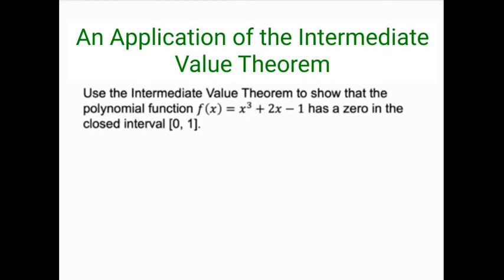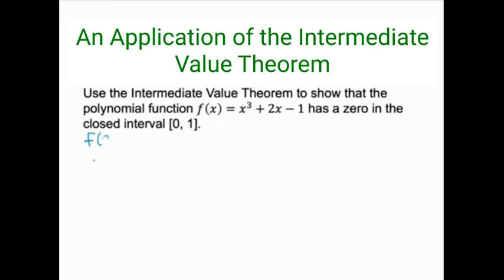So let's look now at an application of the intermediate value theorem. We're told here to use the intermediate value theorem to show that the polynomial function f of x equals x cubed plus 2x minus 1 has a 0 in the closed interval from 0 to 1. So what we want to do first is find f of 0 and f of 1, because we're trying to determine if they have different signs.